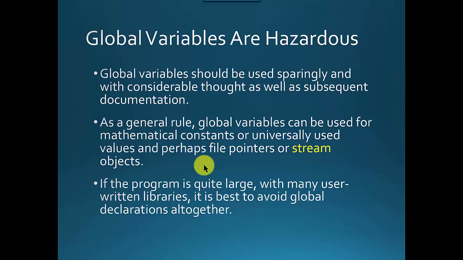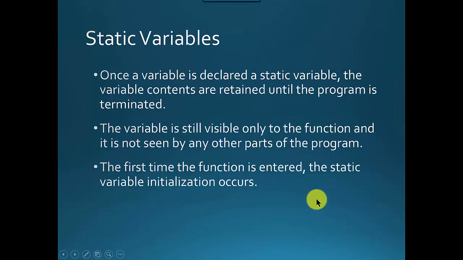As a general rule, you might use global variables for mathematical constants or universally used values, maybe file pointers or stream objects, but you're probably better off using a define directive rather than using a global variable or constant, since the global variable is going to use up memory when you don't need it to. So generally speaking, avoid global variables. And in my course, I'm going to ask you to not use them.